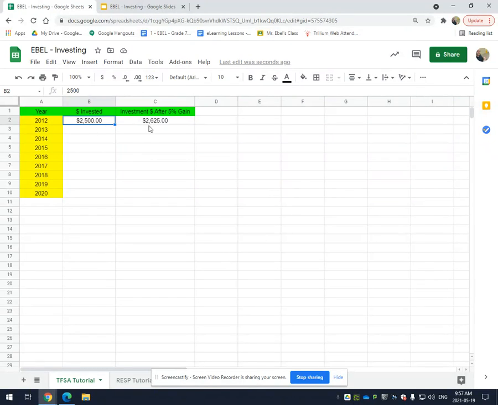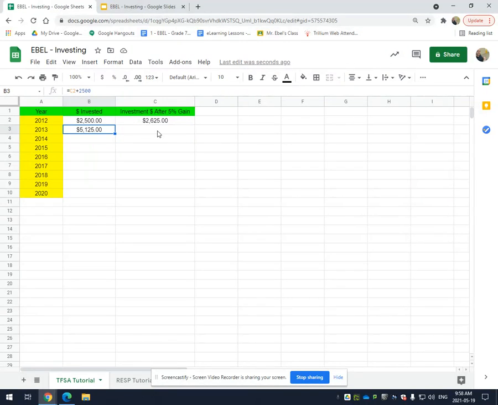Now the hard part after this, where other people got confused, was I need to start in 2013, and I need to take this amount, C2, because that's how much money I had at the end of 2012. So that means that's how much money I have at the beginning of 2013. But remember, I'm adding another $2,500 in. So I'm going to say plus 2,500, and that takes me to $5,125 at the beginning of 2013. So that is the amount I had at the end of 2012 plus the new 2,500 I put in.